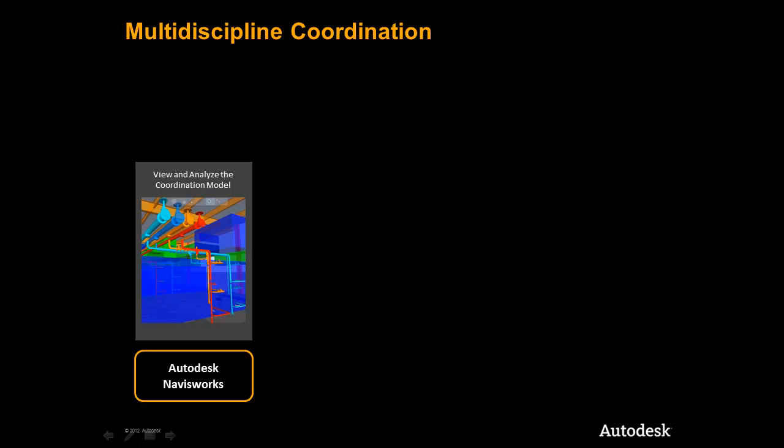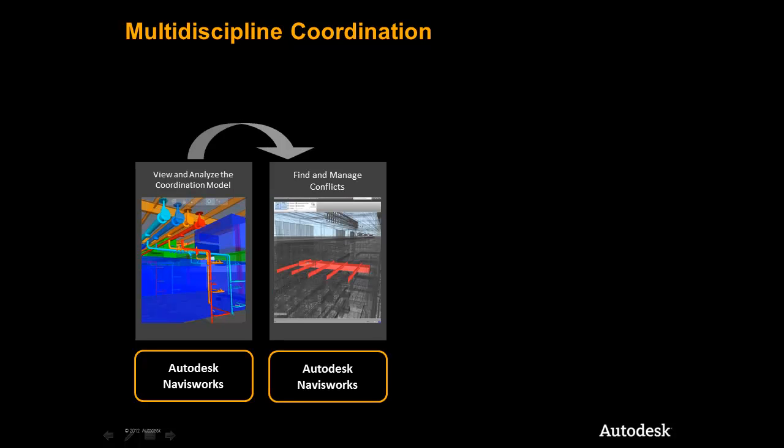We begin our multidiscipline coordination workflow by viewing and navigating the constructability model for our project. We leverage Autodesk Navisworks to do so, which offers construction professionals a comprehensive project review solution, providing enhanced tools for interference analysis and spatial coordination. We can easily and quickly view the multidiscipline models to see if there are any obvious problems, then move into using analytical tools to find specific clashes.